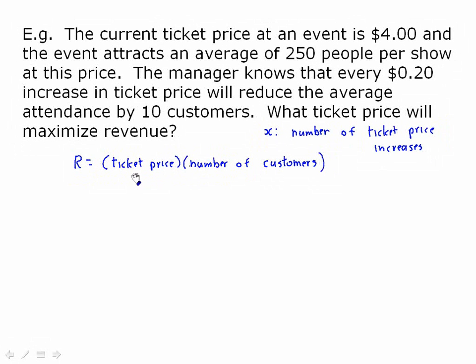And when we go further with this, we can see that no matter what the ticket price is, it'll be consistent with this formula, 4, which is what it currently is, and then plus 0.20 times x. So each increment is 20 cents, so 0.2. So if x was 1, 4 plus 0.2 would be 4.20, which is correct, and so on like that. And then the number of customers currently is 250, but it goes down by 10 for every price increase.